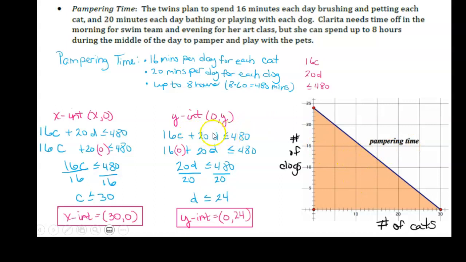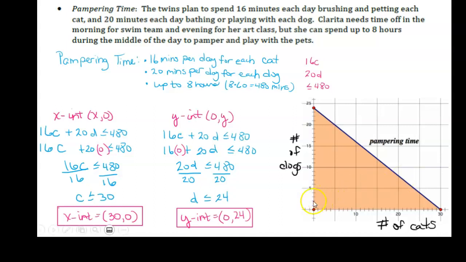And then we are determining which portion of our half plane we should be shading. Just like the feeding time, we know that the sum of the products of the cats and their pampering time and the dogs and their pampering time has to be less than or equal to 480. So we're shading all points that are less than or equal to the boundary line that represents all points that require exactly 480 minutes.